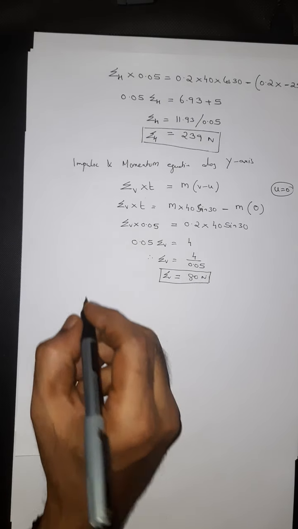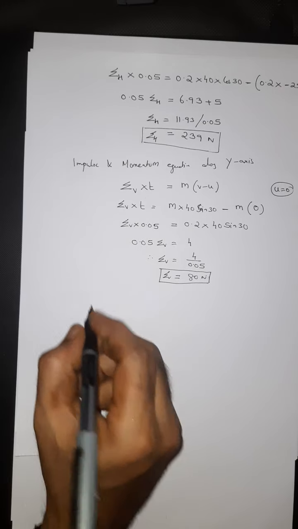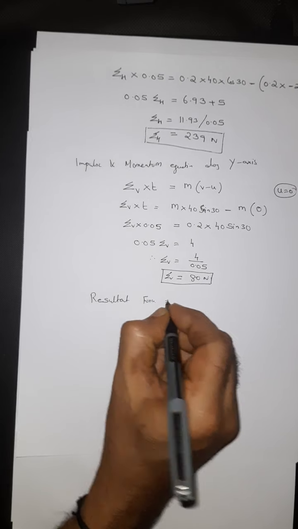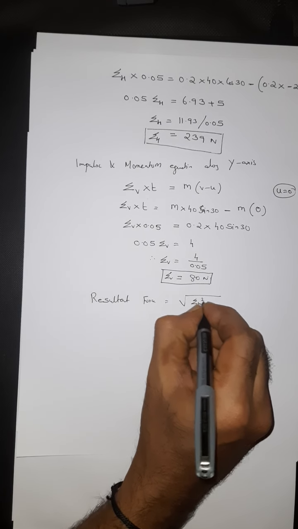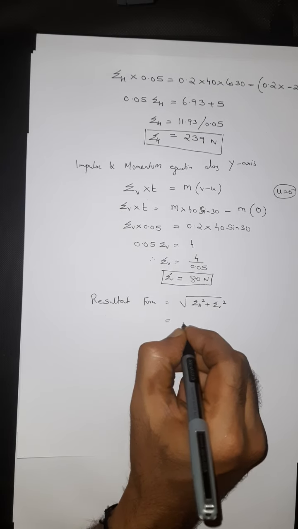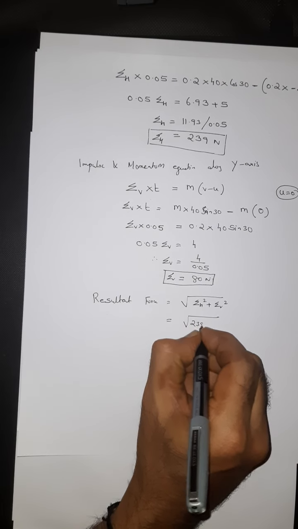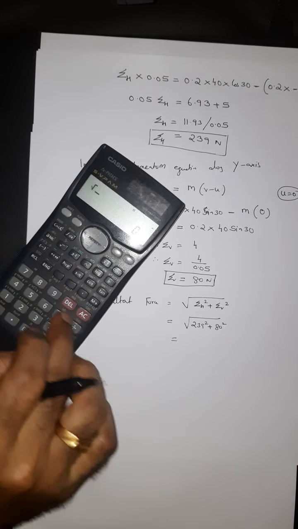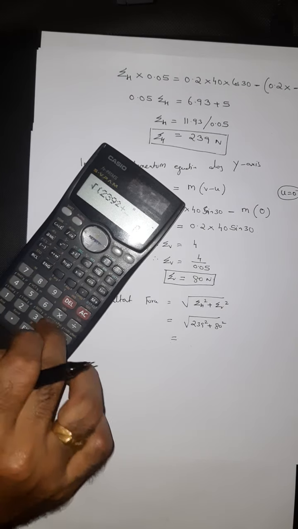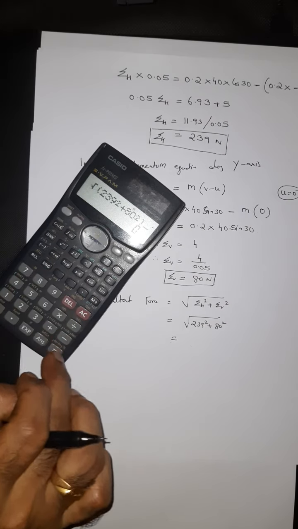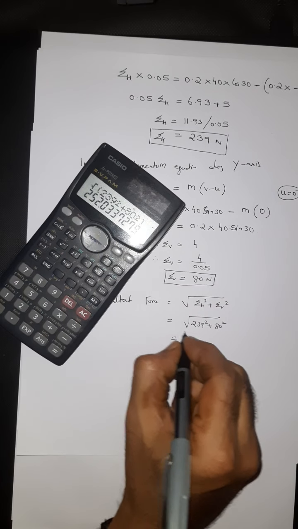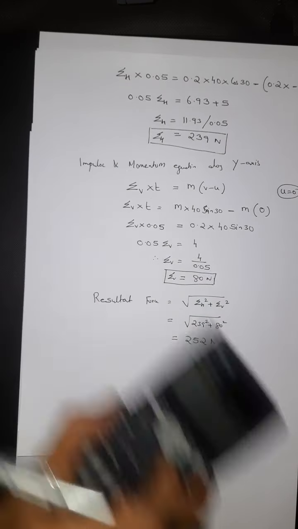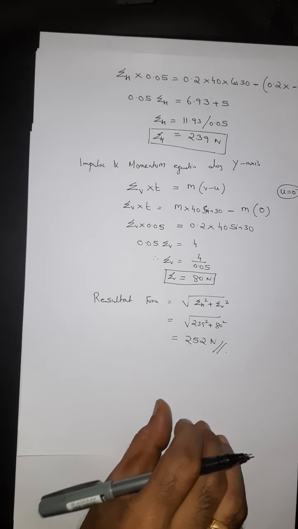So the resultant or the average force, that is resultant force, equal to root of summation H square plus summation V square, which is equal to root of, open the bracket, 239 square plus 80 square, close the bracket, which is 252 Newton. Right?